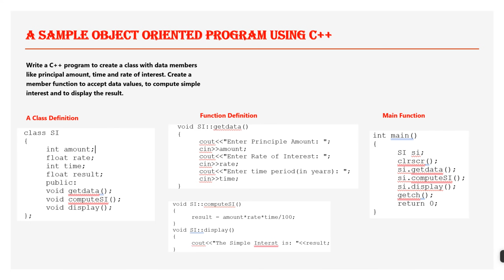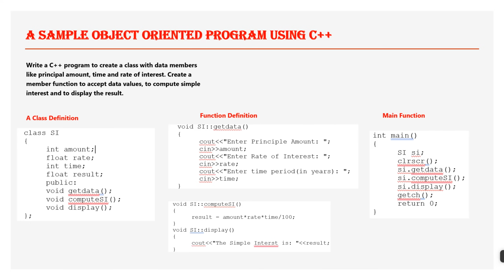Before going to the program, let us clarify the problem statement. It says: write a C++ program to create a class. That means we have a responsibility. Our first objective is to create a class. What is the structure of a class? The class contains data members as well as member functions.